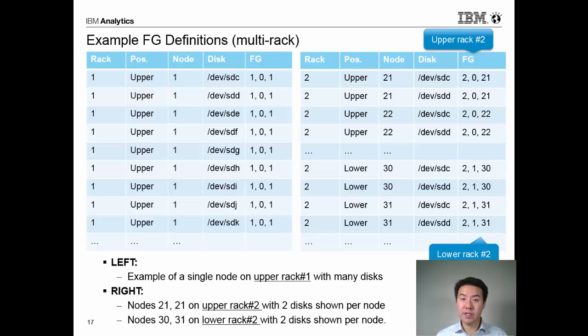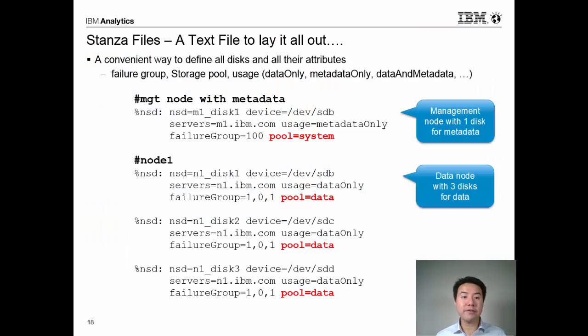So when I create my GPFS cluster, I'm going to tell it this information about the disks and which servers they belong to through failure group definitions. So a stanza file is a convenient way to define all the disks and their attributes. The things we would define are things like failure group, the storage pool each disk belongs to, and usage, such as data only, metadata only, or data and metadata.